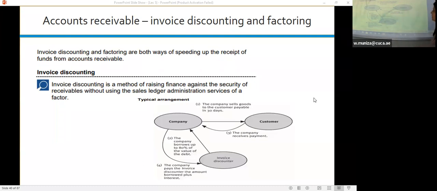So what this is: one, the company sells goods to the customer payable in 30 days. Two, the company borrows up to 80% of the value of the debt. Up to 80% of the value of this amount the company can receive from the invoice discounter. Then the company receives the payment from the customer, and then the company pays the invoice discounter the amount borrowed plus interest. After receiving the amount from the customer, the company pays the amount of discount and interest.